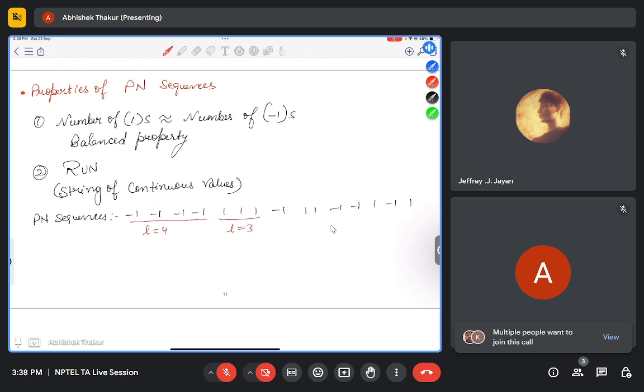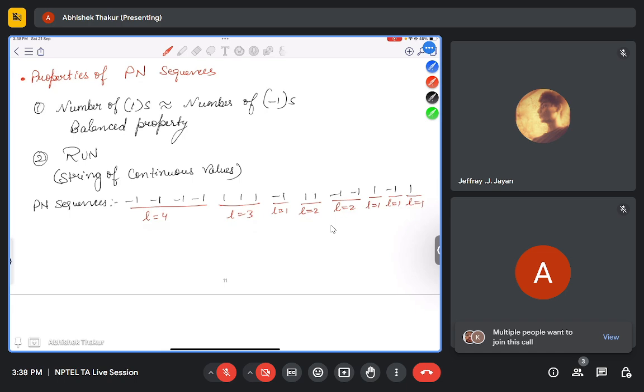L is equal to 3, L is equal to 1, L is equal to 2, L is equal to 2, L is equal to 1, L is equal to 1, and L is equal to 1. So total runs are 1, 2, 3, 4, 5, 6, 7, 8.